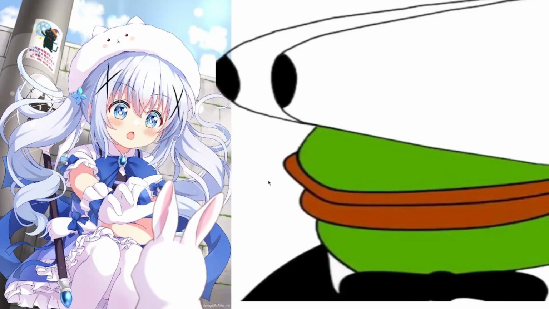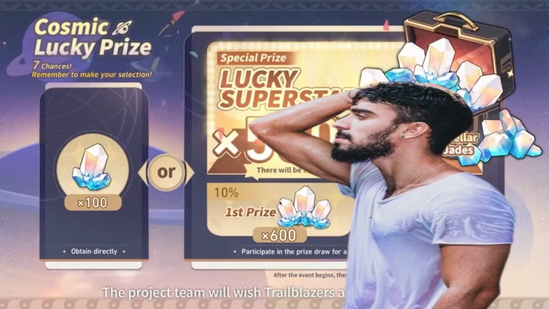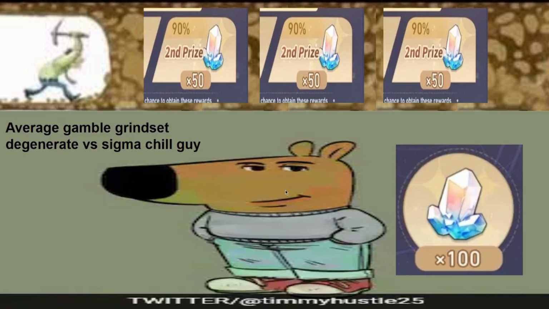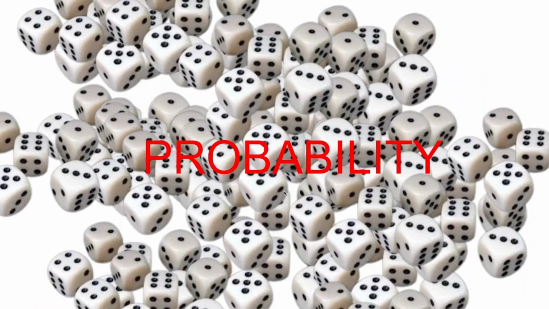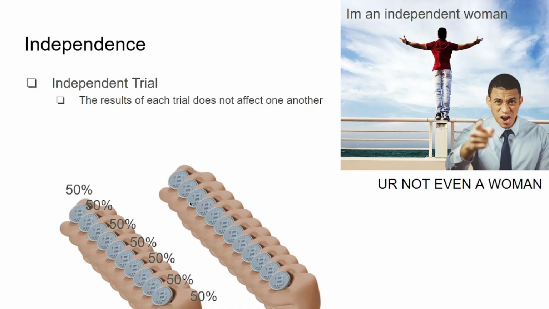Hey, what's up, degenerates? Today, I'm just going to give a quick explanation behind Honkai Star Rail's lottery thingy so that you can understand which choice to pick. But let's be real, you guys are still going to gamble because all of you are addicts. So let's explain the math.